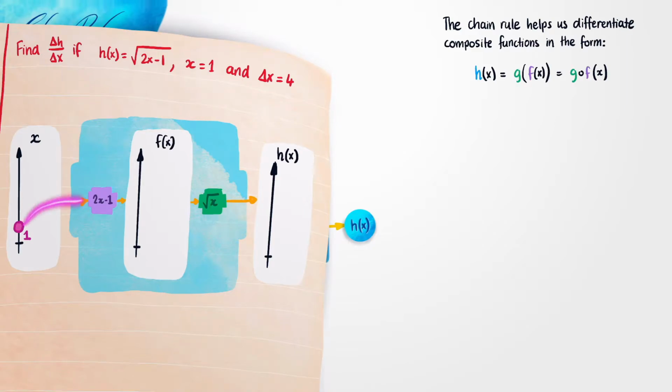To demonstrate this, let's use our first value of x over here, which is 1. Now we're going to put this value through this first function. So 2 times 1 is 2, minus 1 gives you 1 again. Now that we have this value of 1, we're going to now feed it through the square root of x. Because x is just 1, then the square root of 1 is also 1.